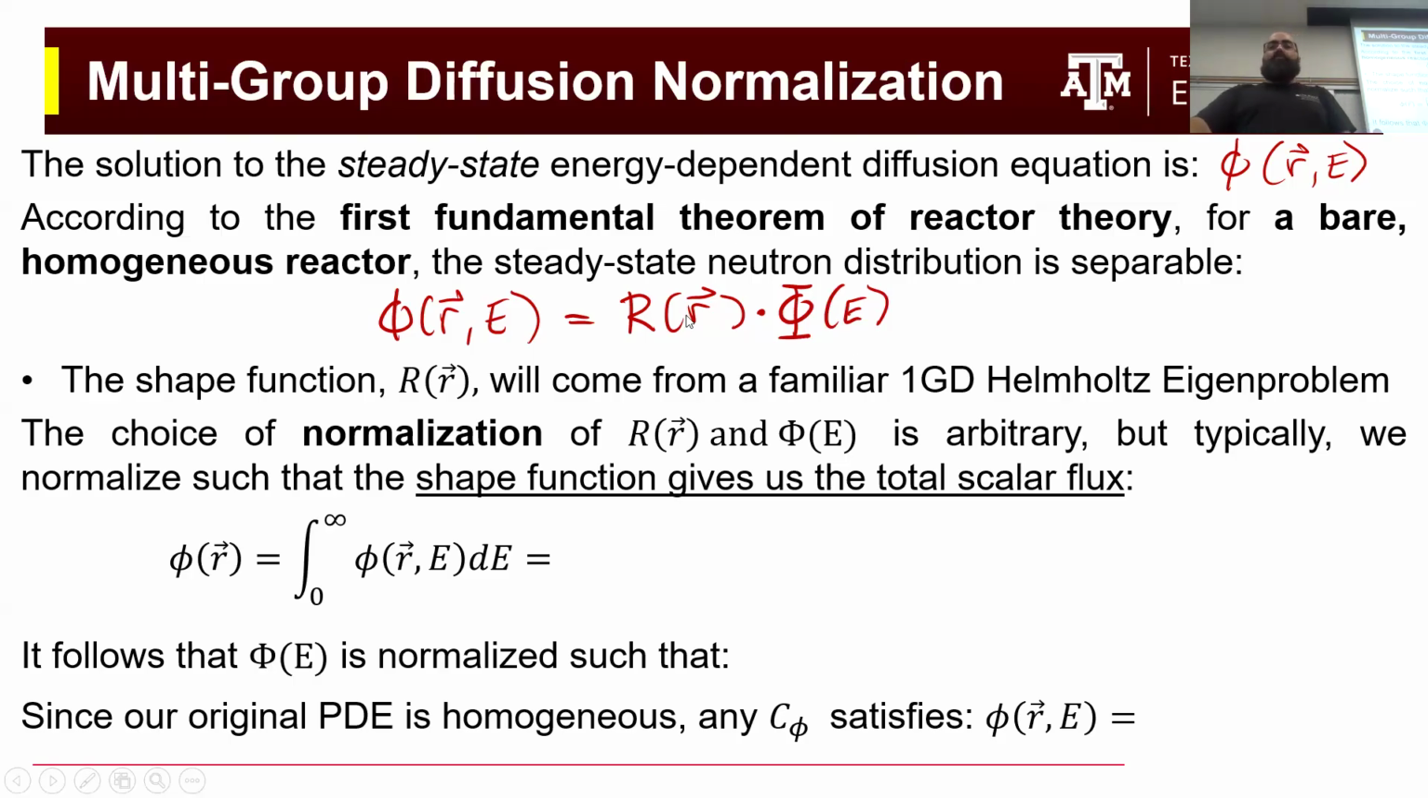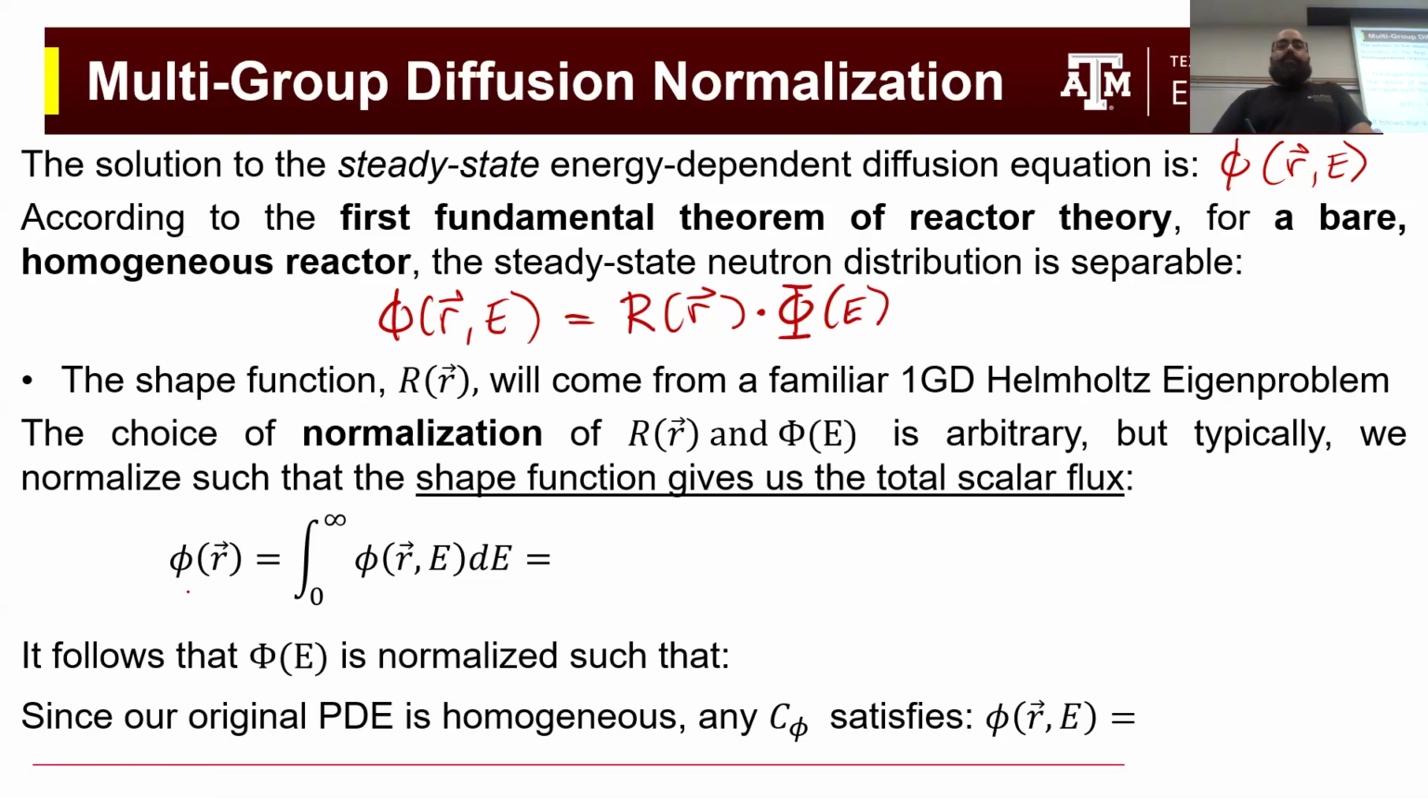R of R would be the spatial shape function, and the solutions to that problem would look just like what we saw for one group diffusion. And then we've got this energy spectrum function that we want to talk about now. The main difference with this approach is that we have to decide how we want to normalize that energy distribution. The normalization is arbitrary, but the most common way is to normalize this such that this shape function is exactly equal to our total scalar flux.